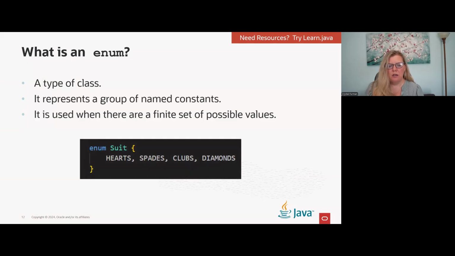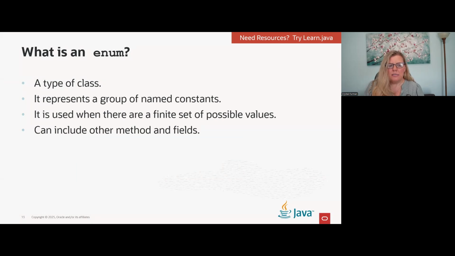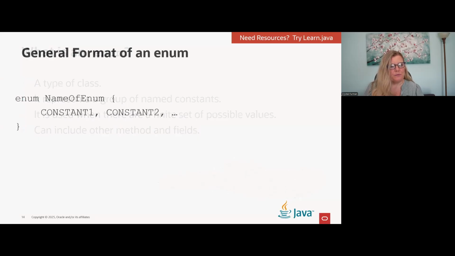So here's an example. We have enum suit, hearts, spades, clubs, diamonds, and we included that in our program to create our deck of cards. Enums can include methods and fields, and that is part of what we're going to look at today, as well as constructors, and it's going to make this program really seamless and very readable.